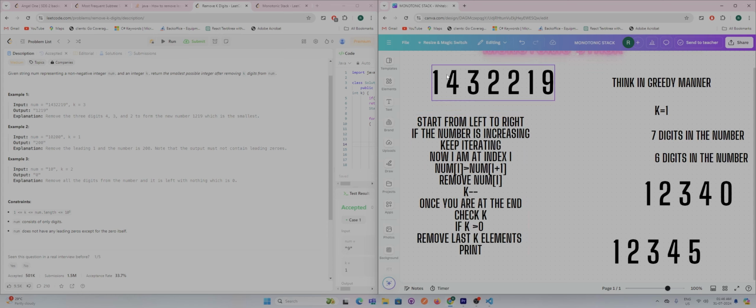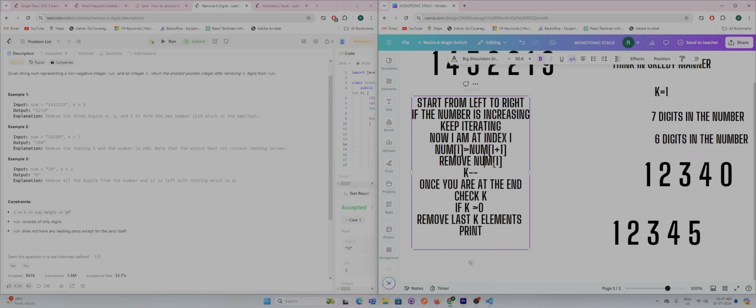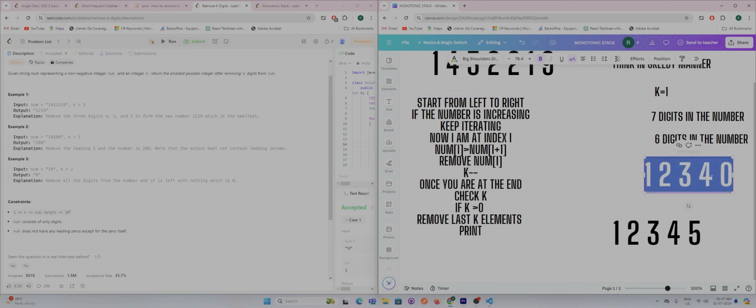If you look at it, I'm going to start from left to right. If the number is increasing, then I'm going to keep iterating. Whenever I encounter a decreasing number like this 4 0, then I'm going to remove this 4 and keep iterating. I'm going to remove num I, and whenever I'm removing something, I'm going to do a k minus minus. When I remove it, 3 becomes the next number, then I'm checking 3 with 0.